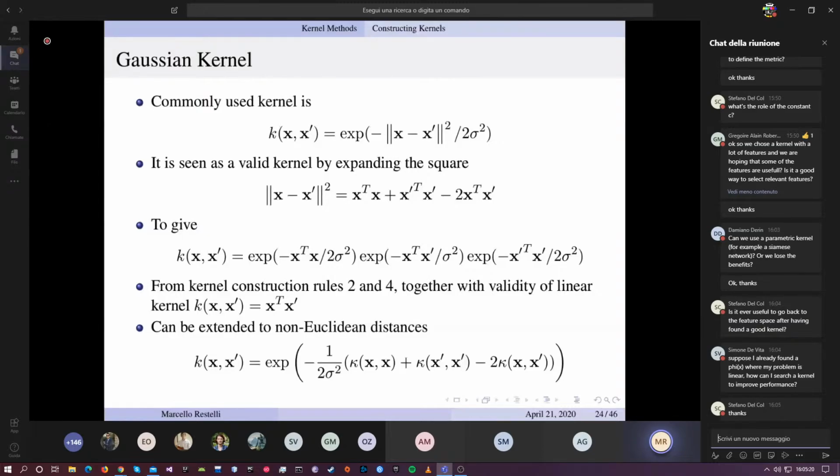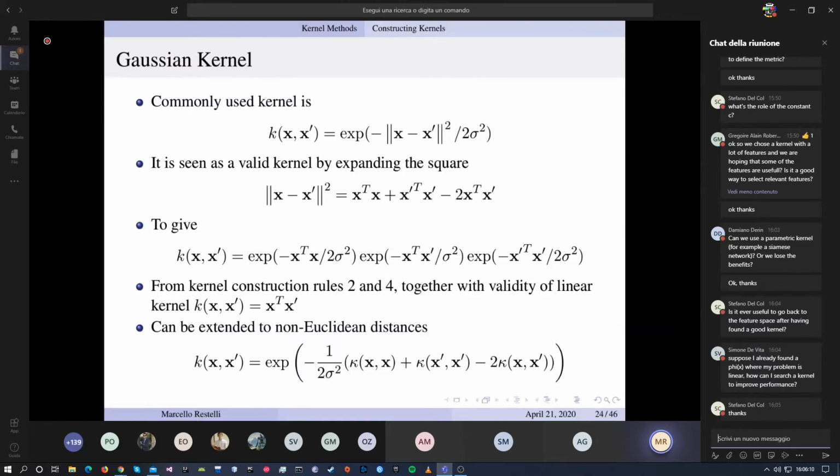Suppose I already found a feature space where my problem is linear. How can I search a kernel to improve performance? It's not really clear, this question, because if you have already found a feature space where your problem is linear, you can simply use that feature. You can build the kernel by doing the scalar product of that feature space, and you can work in the kernel space. Or better, if you are able to find a kernel function that contains that feature space, but that can be computed much faster than computing the feature itself, it's better to go in the kernel world. Otherwise, if you only know the feature expansion, it's not that useful.